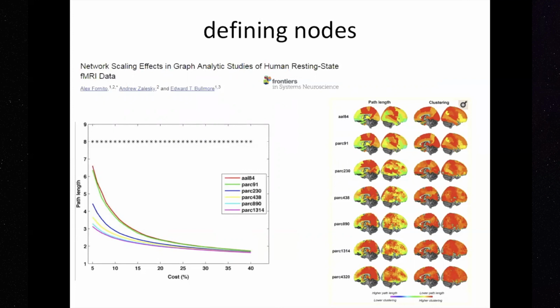Then it varies in the lower densities, so just 5% or 10%, which kind of parcellation you use. So here they had an AAL parcellation, and they go up to parcellation of around 1,000 nodes. But the higher the density is, so the more connected the network is, at least for the path lengths, it wouldn't matter anymore how big your brain network is. So this is the network scaling effect that they describe here.